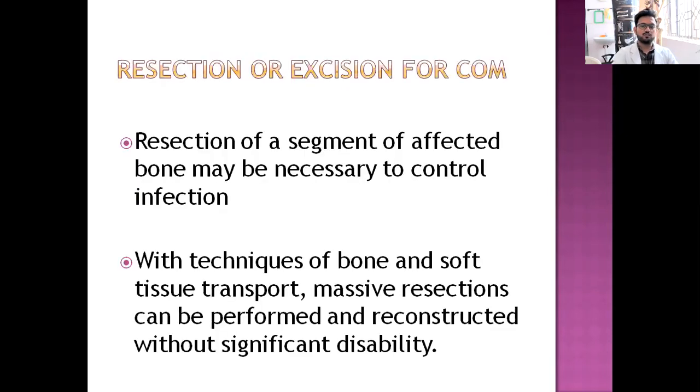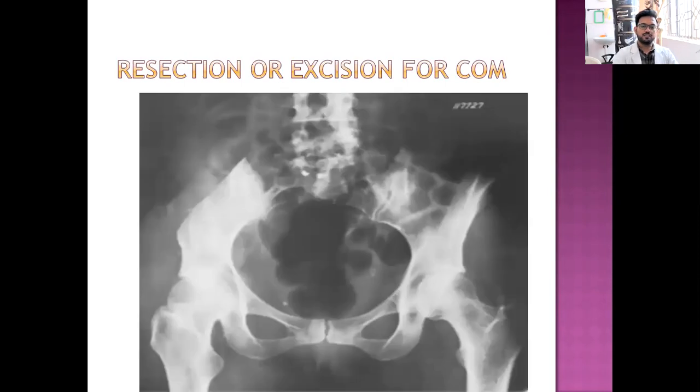Resection or excision for chronic osteomyelitis. Resection of a segment of affected bone may be necessary to control infection. With techniques of bone graft and soft tissue transport, massive resections can be performed and reconstructed without significant disability. Here also we can see that after excision of chronic osteomyelitis, we have reconstructed the bone.